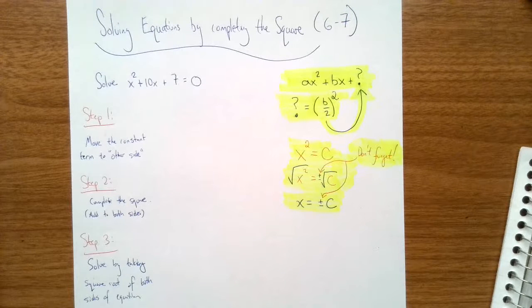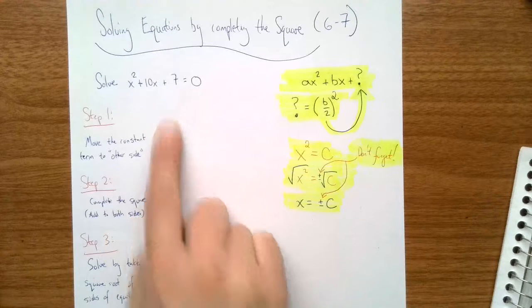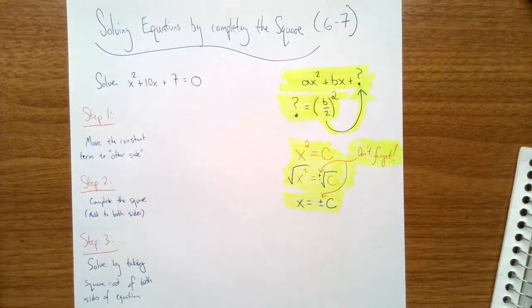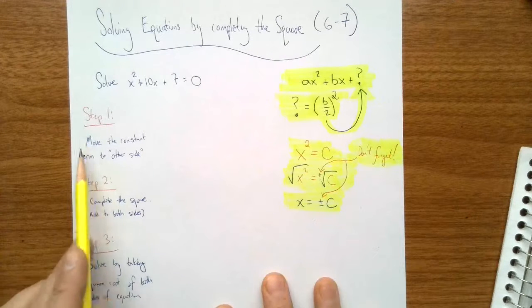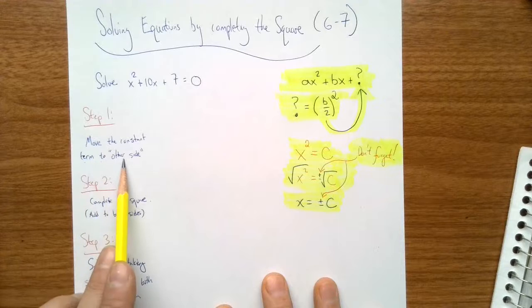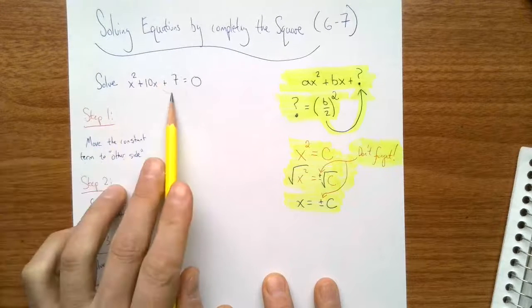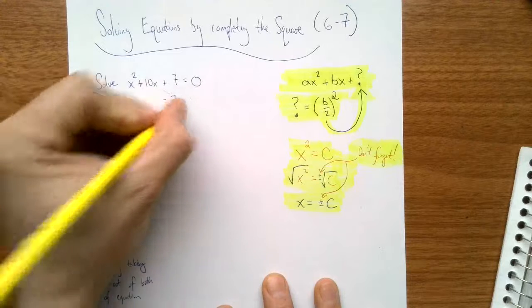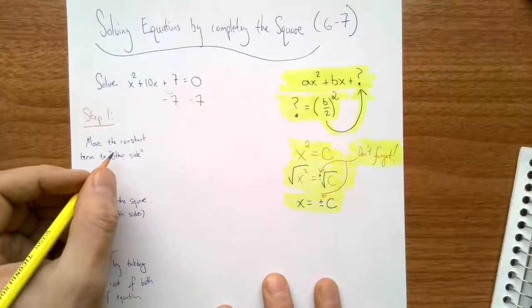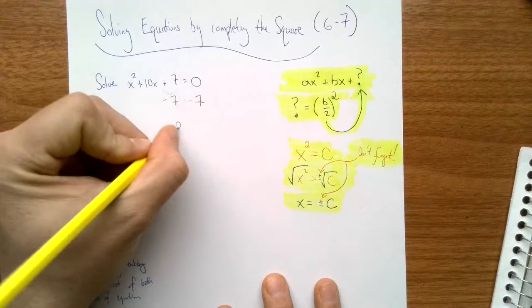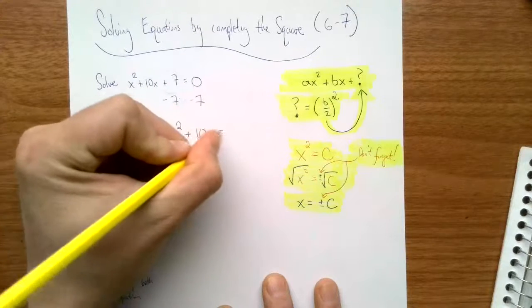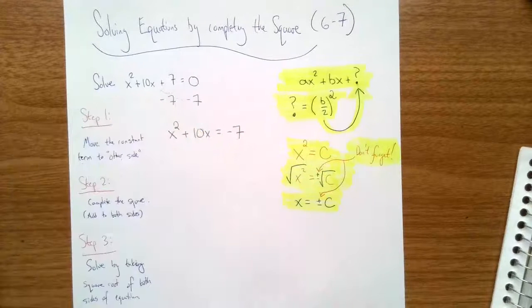So we're going to solve this equation right here by completing the square. In order to do that, the first thing we are going to do, step one, is to move the constant term to the other side. Our constant term is the one without the variable, this positive 7. To move that to the other side of the equation, we're going to subtract 7 from both sides. That is going to give us x squared plus 10x equaling negative 7.